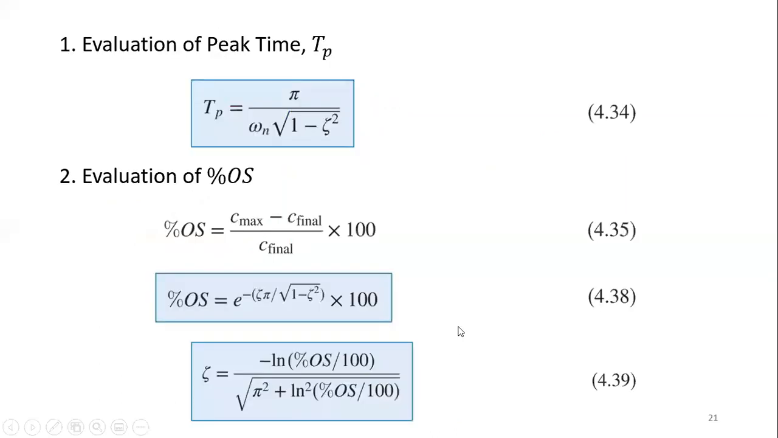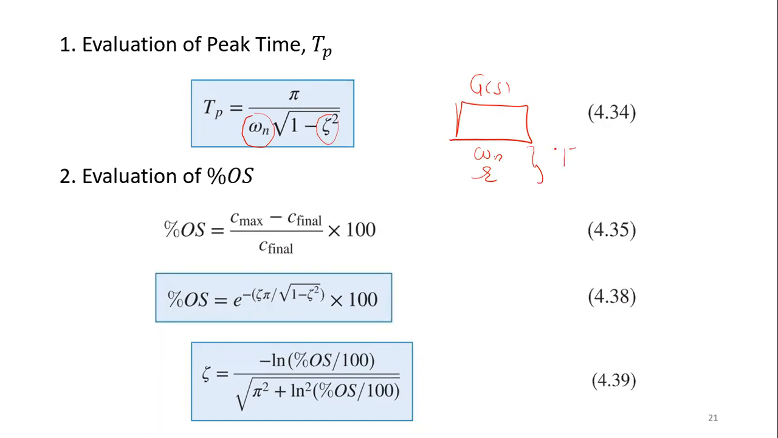Follow me? Again, these are the formulas to find the peak time. You are not given a response like this, but you are given a natural frequency and also a damping ratio. What it's trying to say here is, if you know for a system its natural frequency and its damping ratio, you can actually calculate certain parameters.